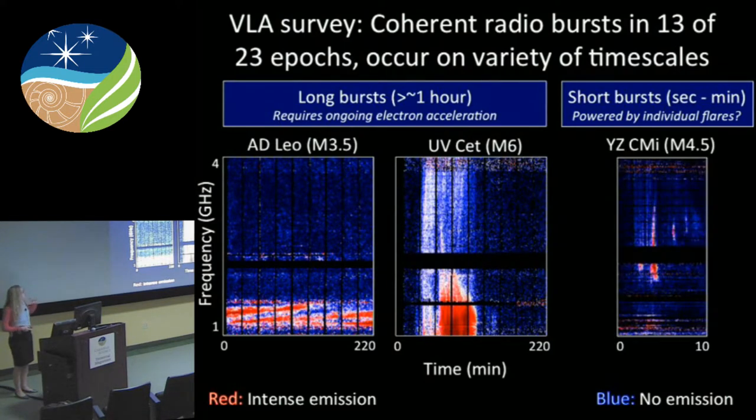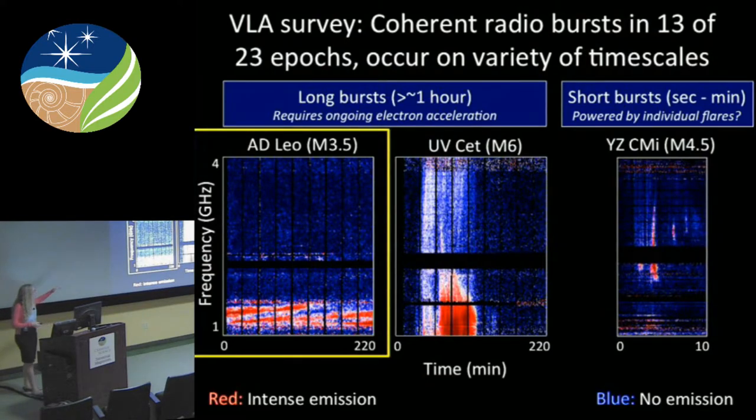And we also saw short duration events lasting seconds to minutes. For the short duration events, it's more likely that the electrons that powered these bursts do originate from the electron acceleration in individual flares, or potentially at coronal shock fronts. And how to read these plots? Again, these are dynamic spectra. So time is on the x-axis, frequency on the y-axis. Red shows you where there's emission, and blue shows you where there's no emission.